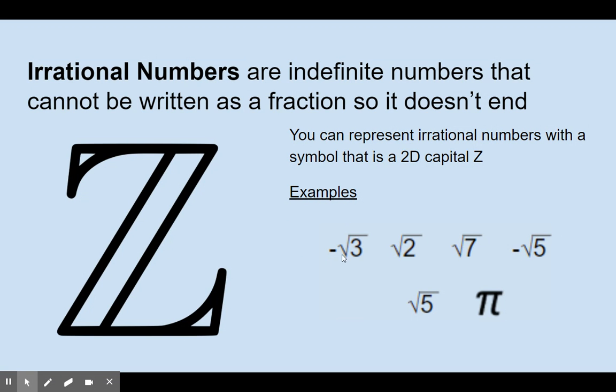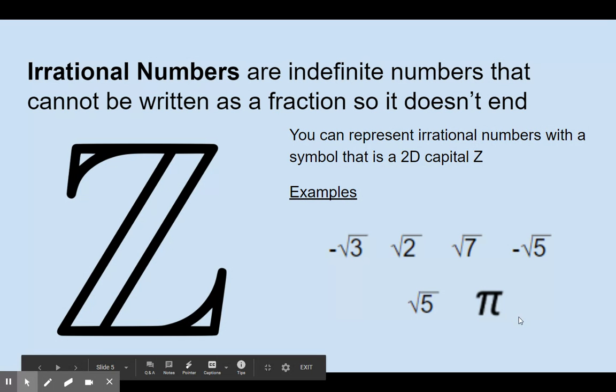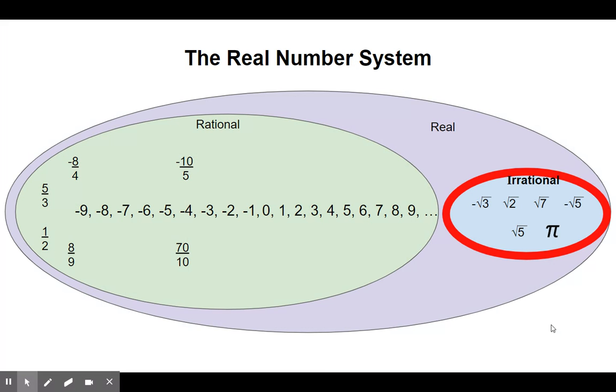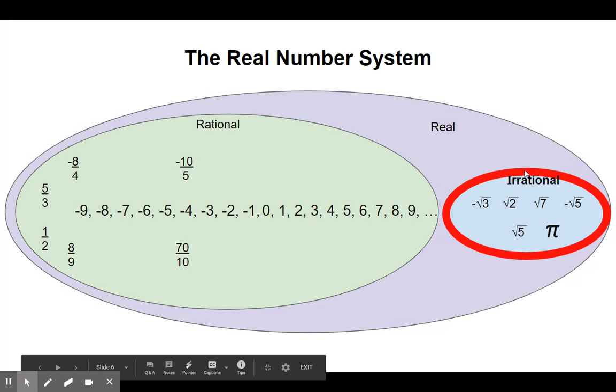And then some examples. For example, I have negative square root of 3, the square root of 2, the square root of 7, the negative square root of 5, square root of 5, or pi. You know, pi is 3.14 to infinity and beyond. So all of these numbers cannot be written as a fraction or a whole number. All right, it does not end. They go on forever. And so in my little circle here, irrational numbers are blue.